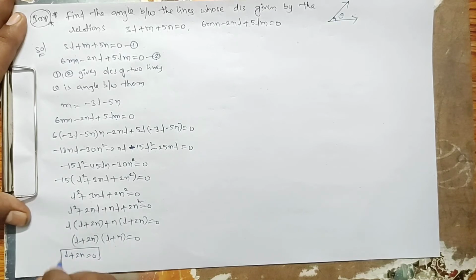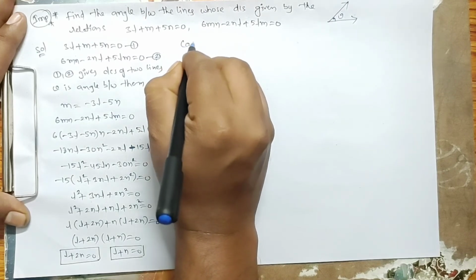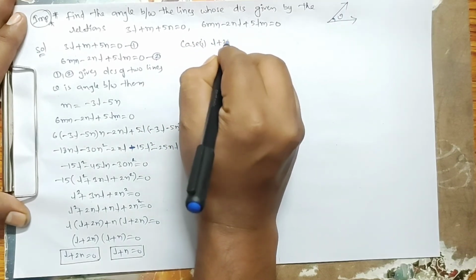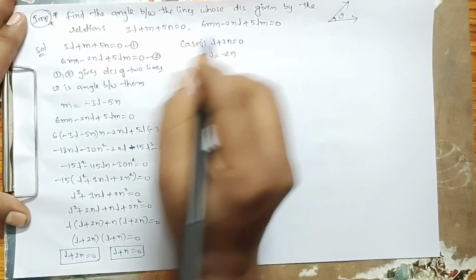or l plus n is equal to 0. So here we got the two cases. First of all, case 1: l plus 2n is equal to 0, or l is equal to -2n.